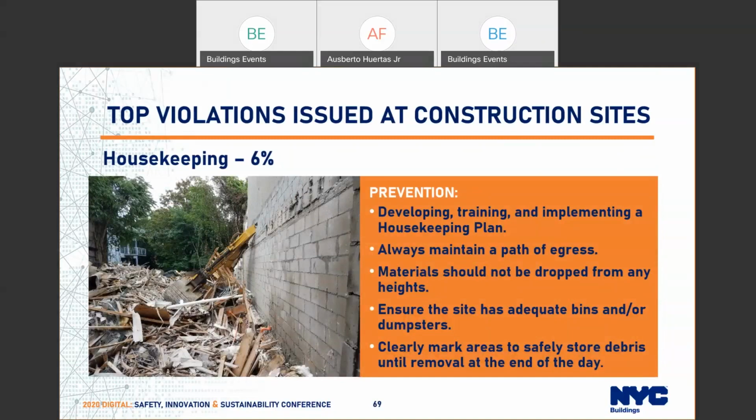The prevention of receiving a violation for housekeeping is similar to an age-old saying: a place for everything and everything in its place. We are always at risk for slips, trips, and falls. This makes walking safely an important part of every worker's safety practices. The following fall prevention measures can reduce injuries: developing, training, and implementing a housekeeping plan, always maintain a path of egress, clearly mark areas to safely store debris until removal at the end of the day.